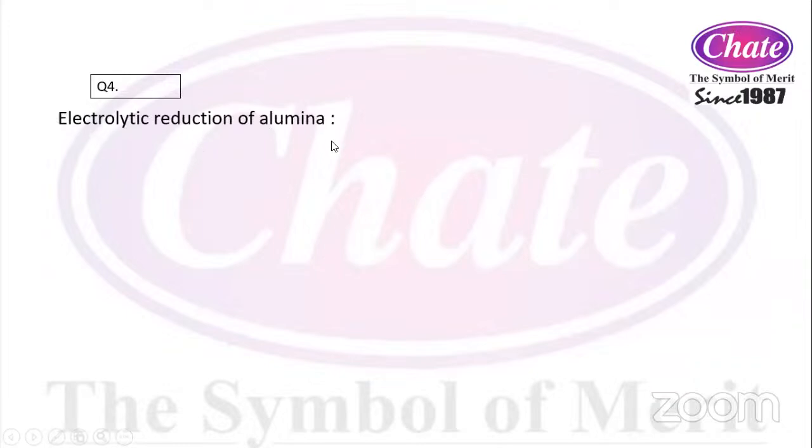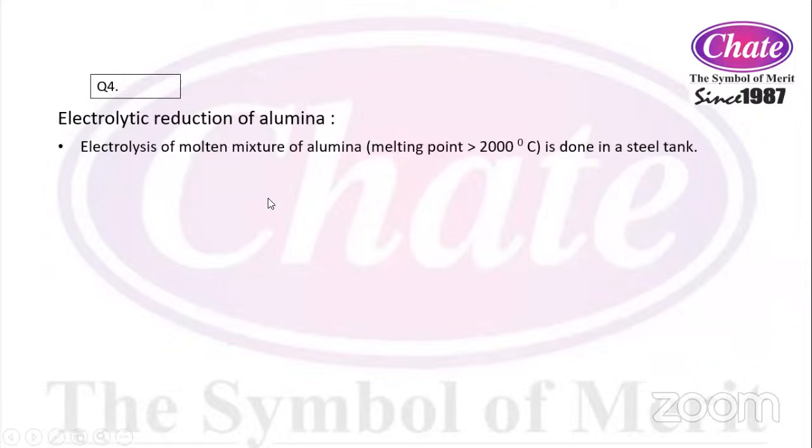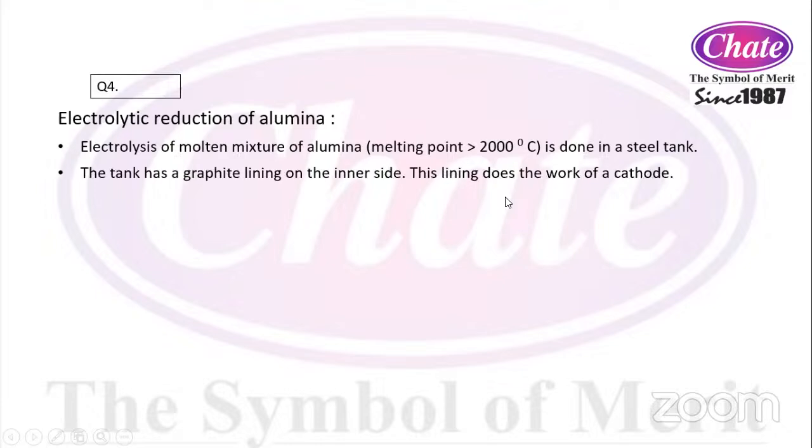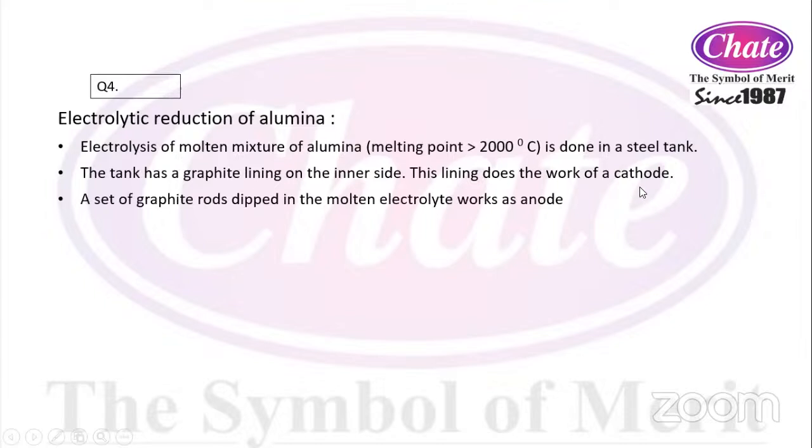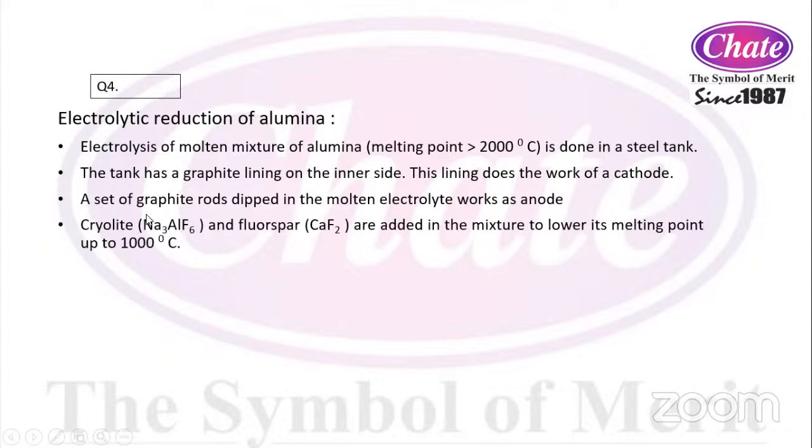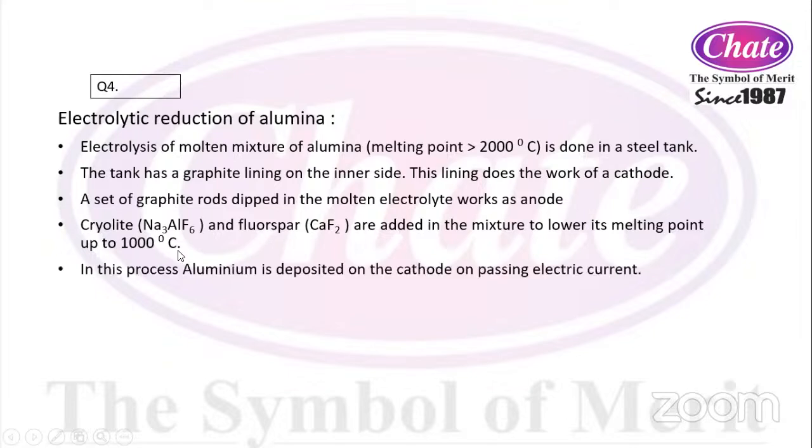Okay, now about the operation it has, that means how the electrolytic reduction of alumina happens. So electrolysis of molten mixture of alumina, that is, its melting point is more than 2000 degrees Celsius. It is done in the steel tank. The tank has a graphite lining on the inner side, जो हमें पता है, जिसको हम कैथोड बोलते हैं, and a set of graphite rods dipped in the molten electrolyte work as an anode. Cryolite and fluorspar are added, so the melting point is reduced to about 1000 degrees Celsius.